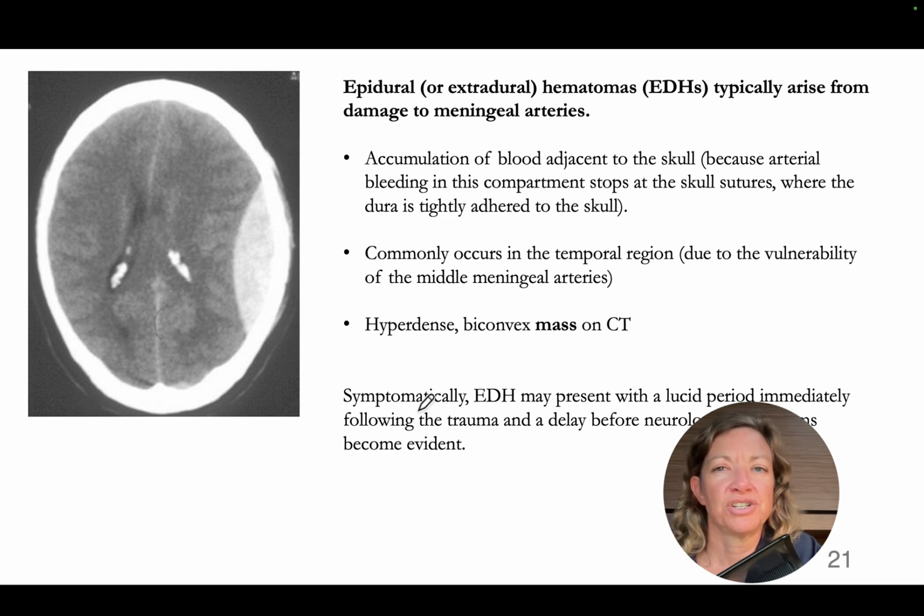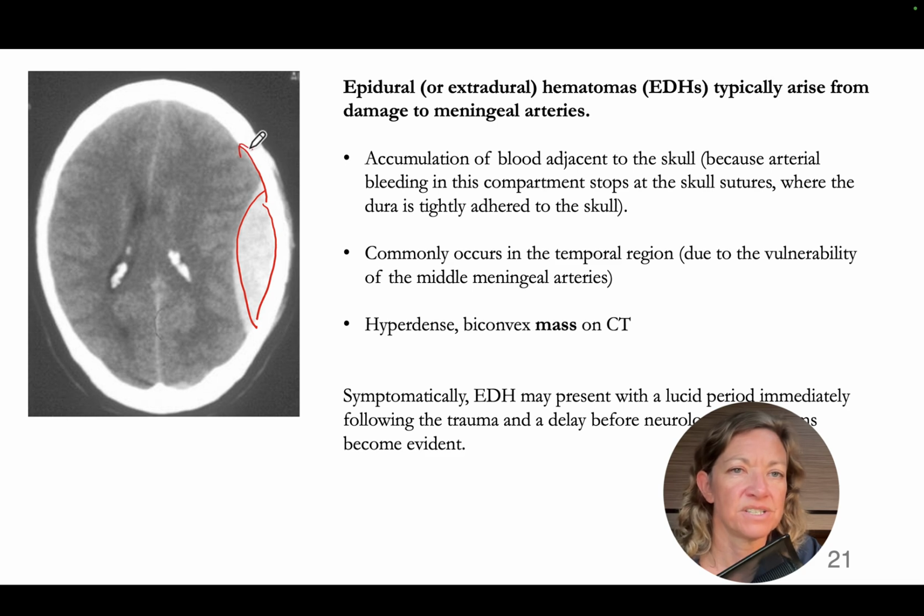And what they are is an accumulation of blood immediately adjacent to the skull. And it tends to look like a lens. So it punches into the brain, a biconvex mass on CT. And the reason it looks like this is because it's constrained by the skull sutures. So bleeding can't ooze along the inner surface of the skull, because in the epidural space, which is potential, created by the blood, the dura is tightly fused to the skull sutures. So that constrains the bleeding and it punches out as a lens, sort of convex shape, into the brain.